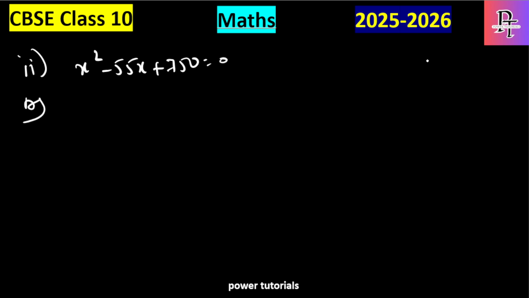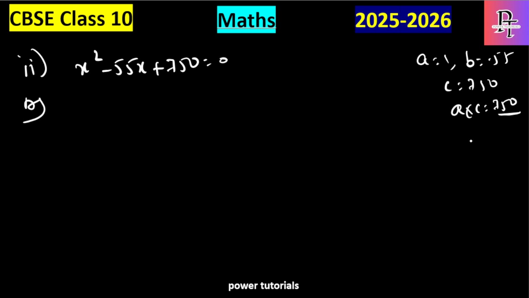So here also again the same method. A value is 1, nothing is mentioned. B value is minus 55. C value is 750. So find A into C value. A into C is 750. So we need to write the factors of 750. Okay, it will be taking a little time, but if they are asking this type of question, definitely it will be a 3 marks or 4 marks question.